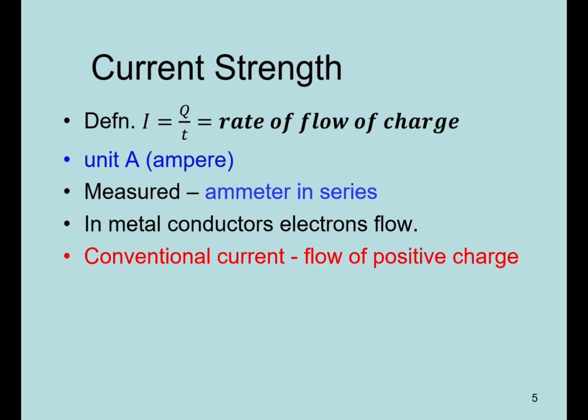Before we even knew about electrons and subatomic particles, we knew about electricity, and conventional current was defined as the flow of positive charge. So that is still used across the board. The analogy of current is water flowing in a pipe.